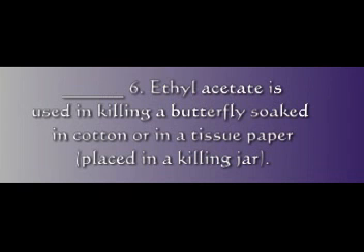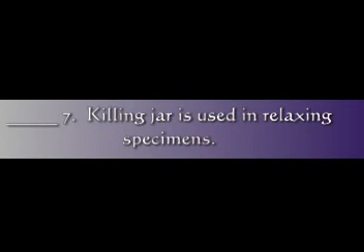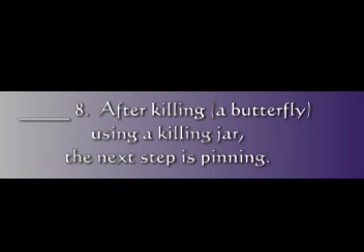Number 6. Ethyl acetate is used in killing a butterfly, soaked in cotton or in a tissue paper placed in a killing jar. Number 7. Killing jar is used in relaxing specimens. Number 8. After killing, using a killing jar, the next step is pinning.